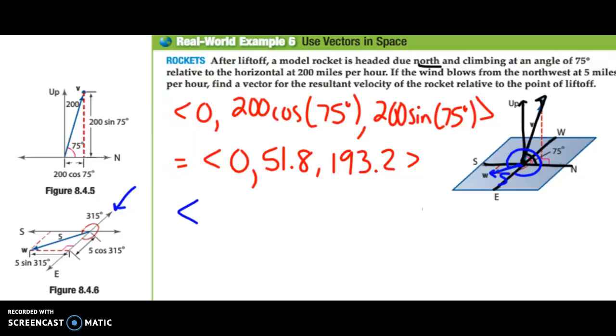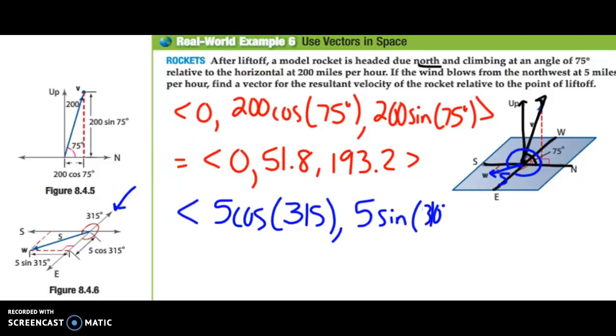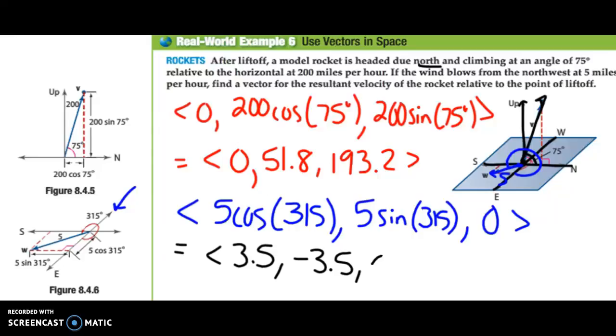So to figure out then our next vector, it's going to be the components. Okay, well first off on the x-axis, that's going to be 5 cosine of 315 degrees. Then on the y-axis, it's going to be 5 sine of 315 degrees. And in this one, there is no up component, so it's going to just be 0 for the z-axis. Okay, so you put this into your calculator, you end up getting, this would be a positive 3.5, 5 sine of 315 is a negative 3.5, and that's 0.